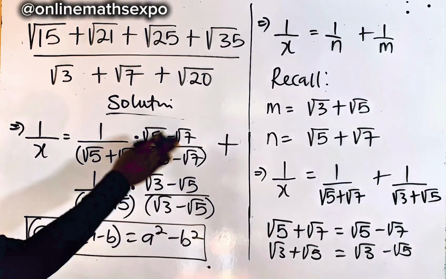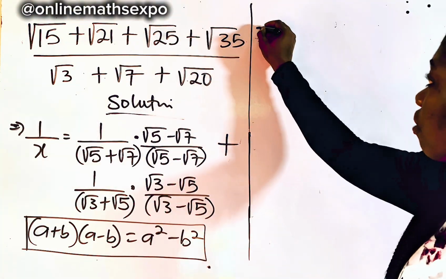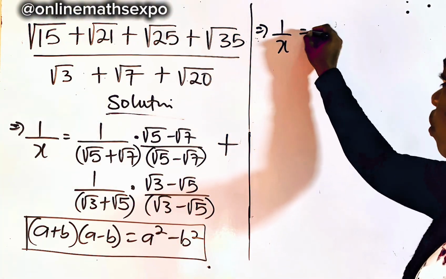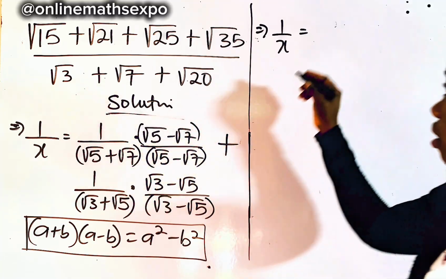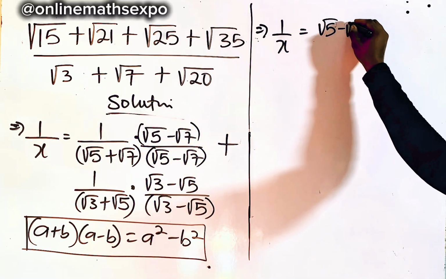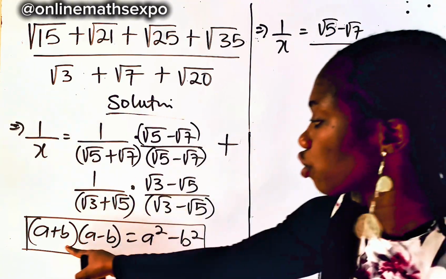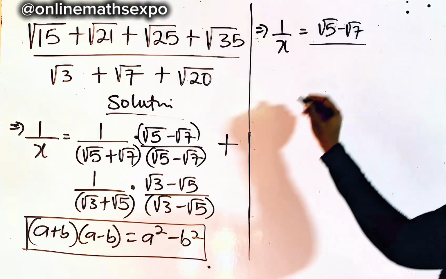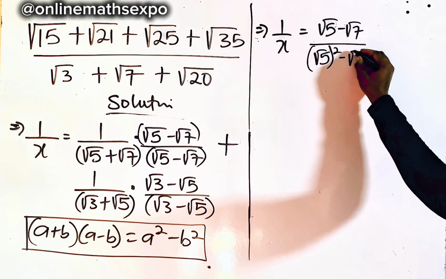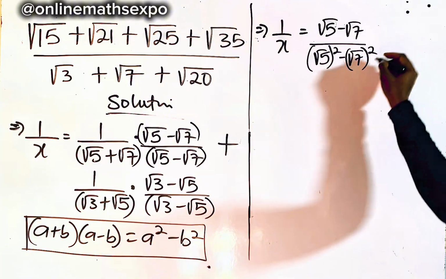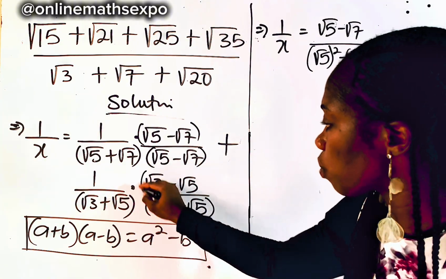Let's use it to simplify this. Let's do that together. So from here we now have 1 over x is equal to, use 1 to multiply this. It gives you back the same value. So we have root 5 minus root 7 divided by, now for these two, just obey this. So we are going to have root 5 squared, then minus root 7 squared. Remember your addition sign, then use 1 to multiply this.